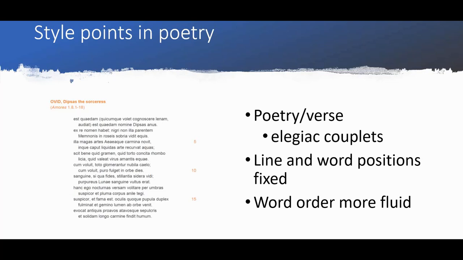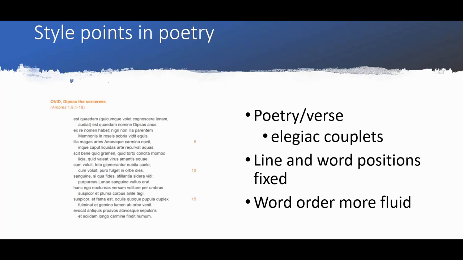Because what Ovid writes here is poetry, the words are essentially fixed in that line. If you look at line 1, for example, the word Leinam will always be the last word of that line. And if you look at line 2, the word Audiat will always be the first word, and the word Nomine will always be the fourth word. So the line and word positions are fixed.